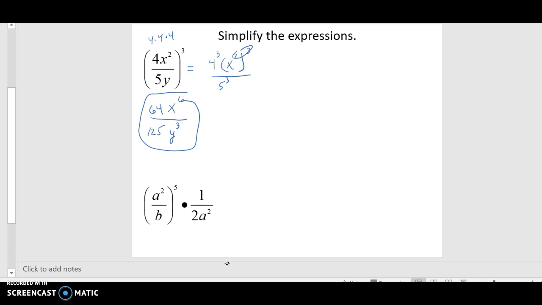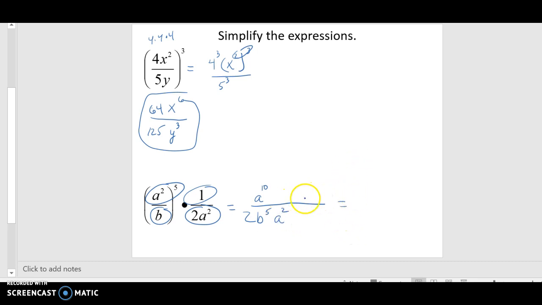All right, the next one. When I raise powers to powers, when I simplify this, that's going to give me a to the 2 times 5, which is 10, over b raised to that 5th power, so b to the 5th. Now, when I multiply by 1, is it going to change anything? No. But when I go across here in the denominator, I have the 2, and then I have a squared also.